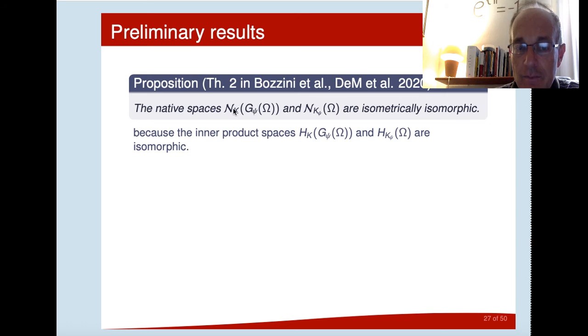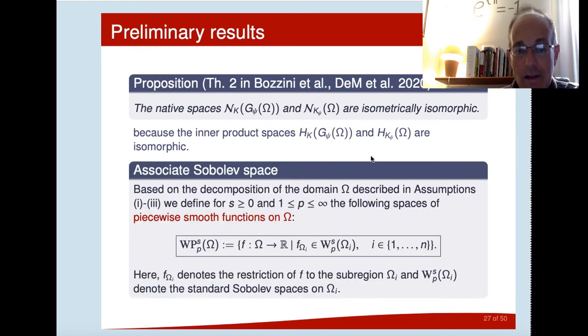And so, first of all, in order to get the proper space, we have to prove that these native spaces are isometrically isomorphic, and this is what is proved in the paper that I quoted, in SIAM Journal of Scientific Computing. And the reason is because the inner product spaces H_K of G and H of K psi are isomorphic. This is the main reason. And so now we can associate a Sobolev space based on the decomposition of the domain described before, using the assumption 1 up to 3.